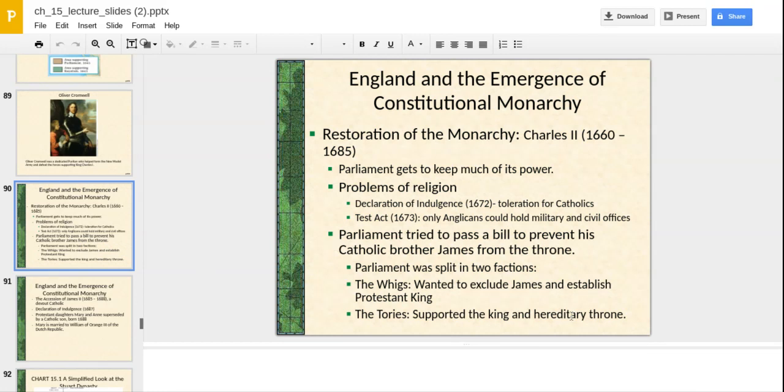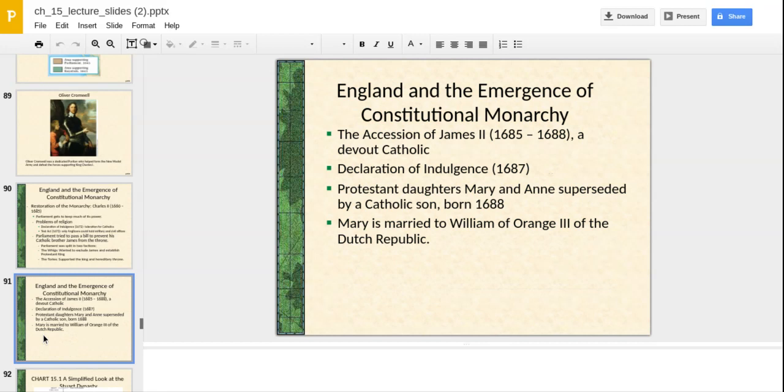Parliament tried to pass a bill to prevent his Catholic brother James from the throne, him being Charles II. Parliament was split again into two factions. You had the Whigs, who wanted to exclude James and establish a Protestant king, and the Tories, who supported the king and the hereditary throne. These guys were saying, hey, listen, he's next in line, so it should be his throne. So James will end up ascending to the throne, King James II.